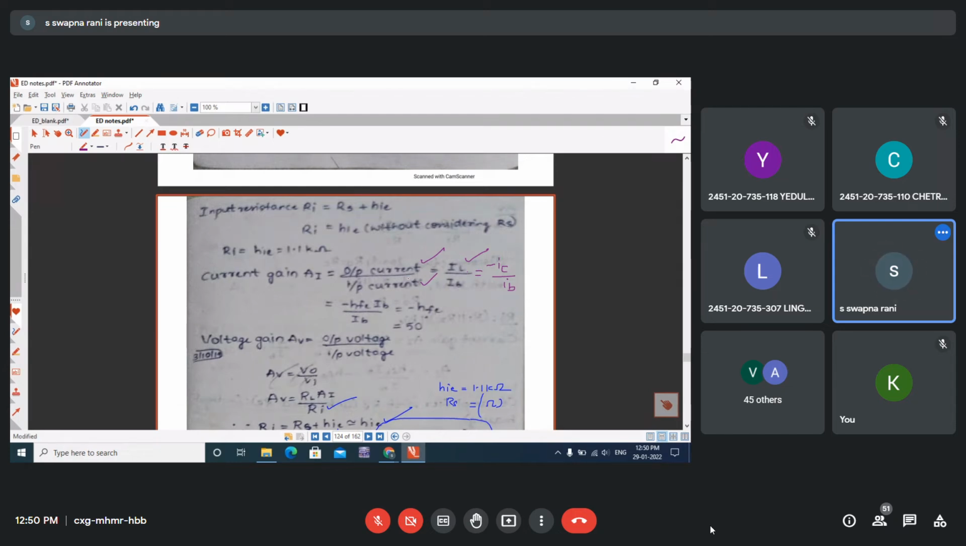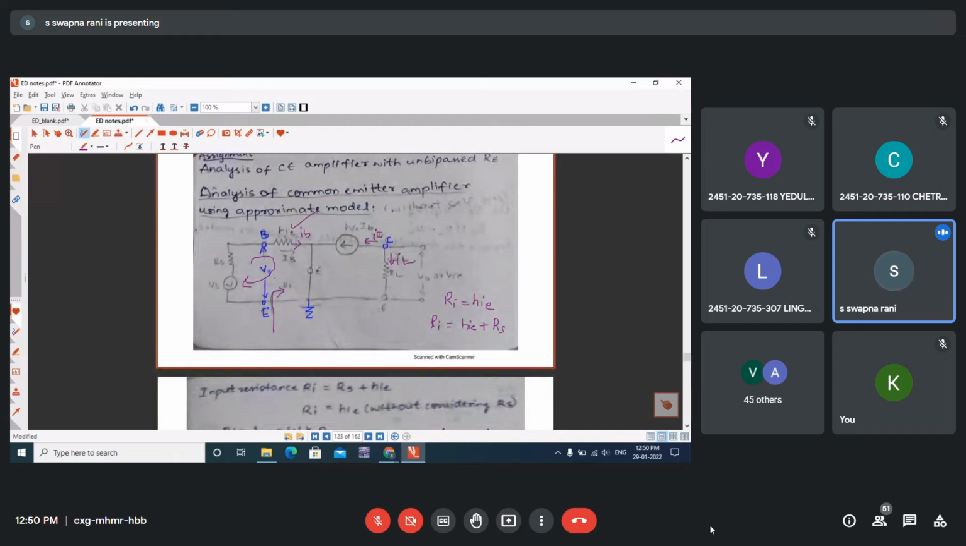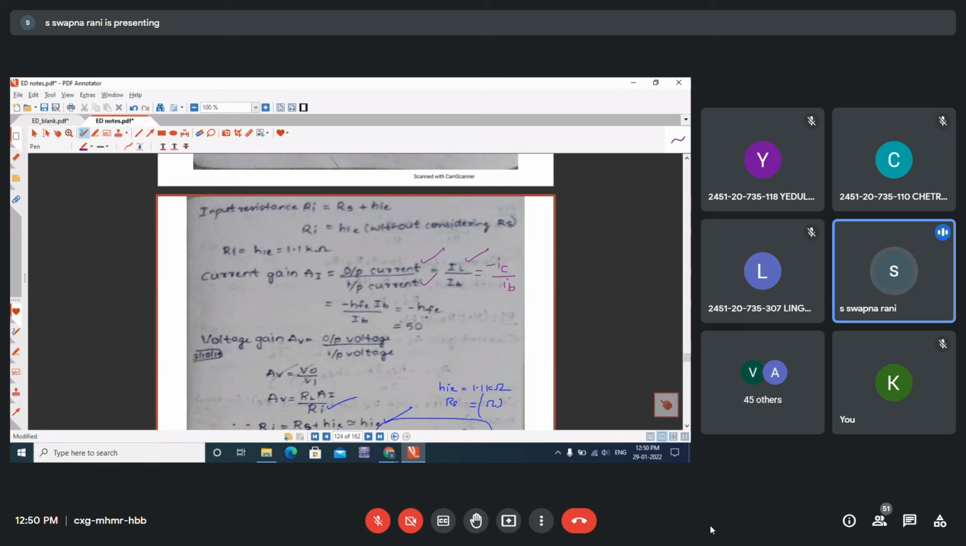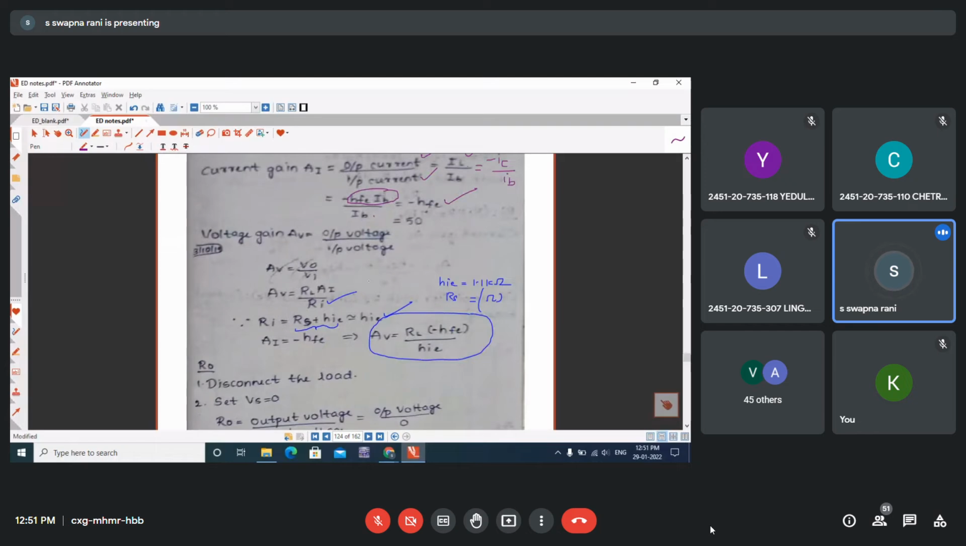And this is the current IC, right? So what is the current? hfe into IB. So IC is nothing but hfe into IB divided by IB. So hfe is the current gain of the common emitter amplifier using the approximate model. And the general expression of the voltage gain is AI into RL by Ri. This you can use straight away. Previously we already found the current gain and input impedance, so substitute this Ri and AI, you will get the voltage gain.